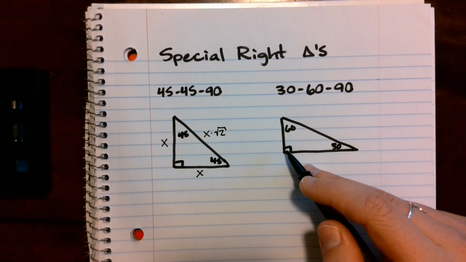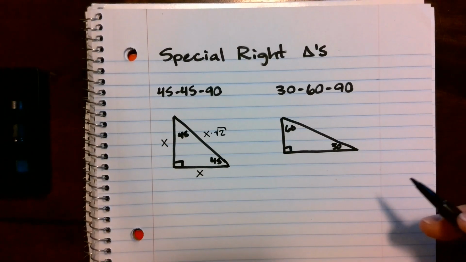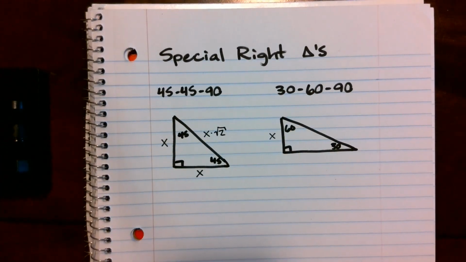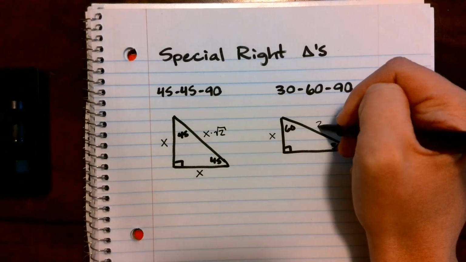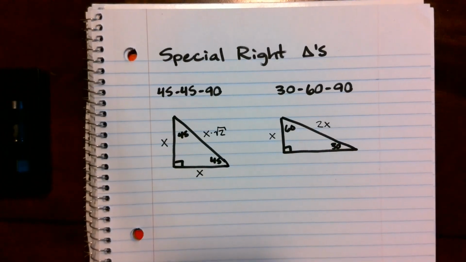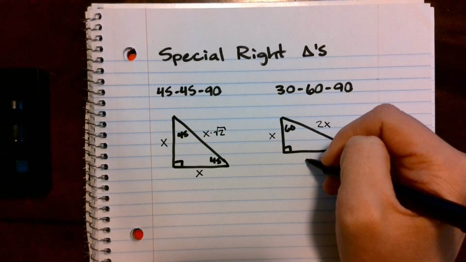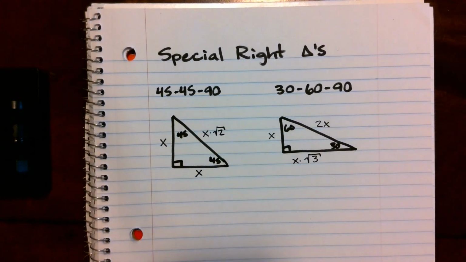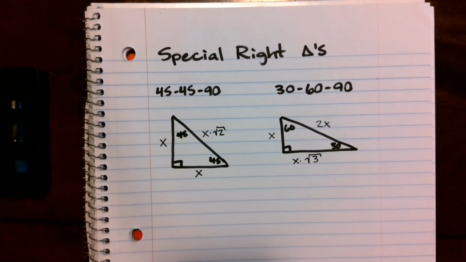With the 30, 60, 90, it has a pattern as well. For this one, if our short leg here is x, then our hypotenuse always ends up being 2 times x, and our long leg always ends up being radical 3 times x. Or x times radical 3, however you want to write that. Okay, so this is the pattern that we always see.